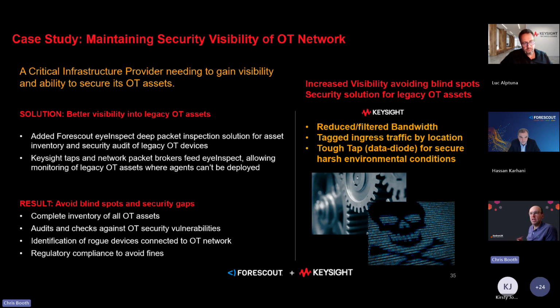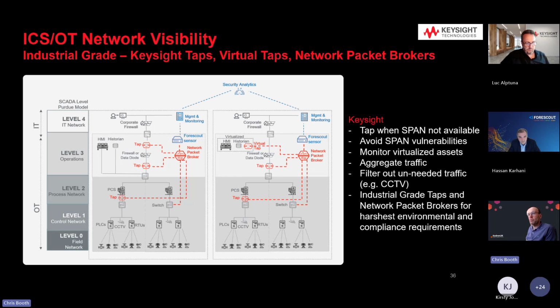Once Keysight's got that data, it allows it to deliver it into Forescout through its inspect. And we heard about the deep packet inspection and the capabilities of that for asset inventory and audit of those devices. So as a result, inventory of OT assets, audits and checks against their vulnerabilities, any rogue devices that have appeared accidentally or on purpose, and obviously that ties back to compliance, avoiding any fines, regulatory issues on that side.